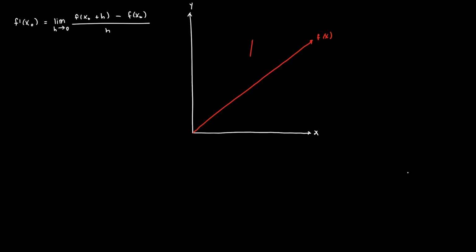So let's say we have a graph of a line over here, and this line, let's call it f of x. This is our function. So you would have probably learned that to find the slope, you can just do delta y over delta x is equal to your slope.